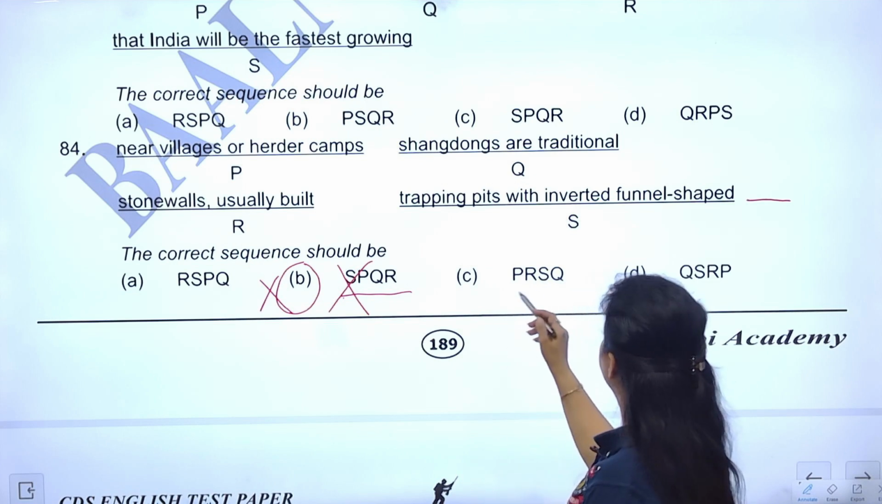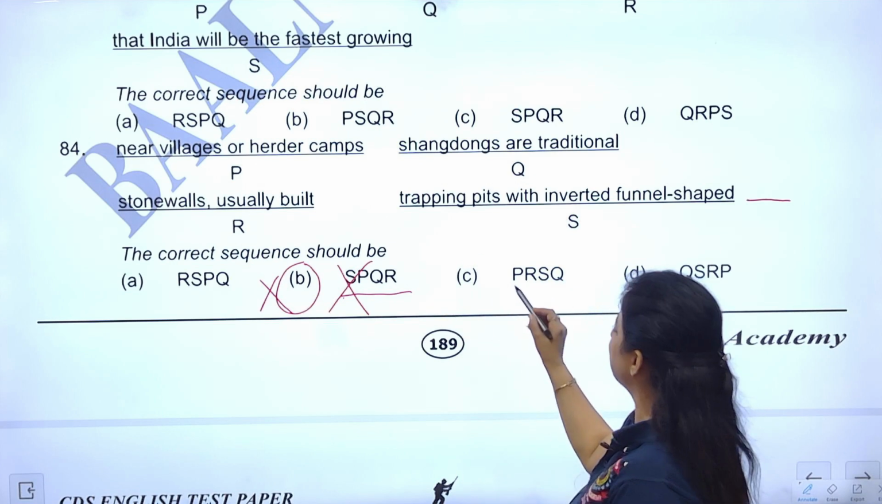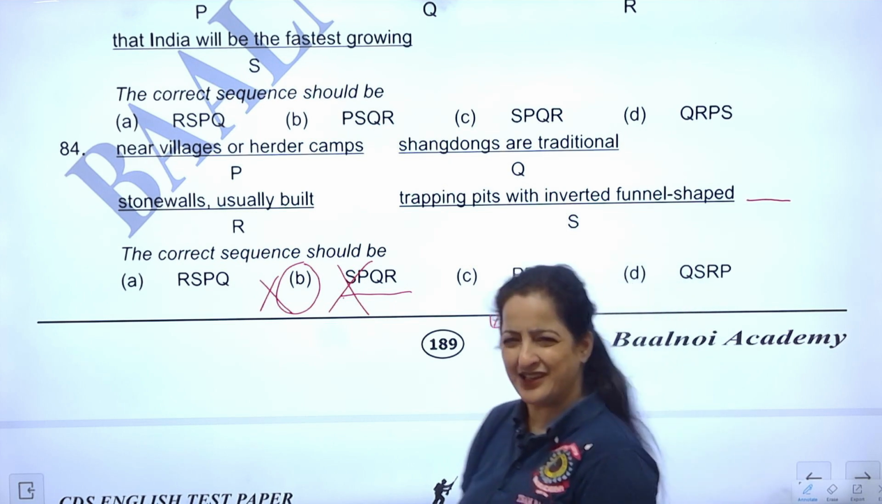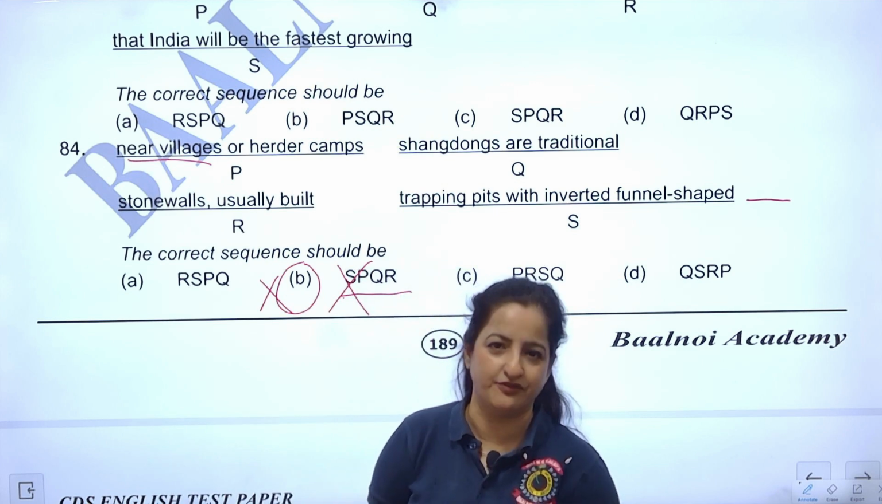Let's read this. PRSQ. Near villages or herder camps. This itself seems strange to me. We generally don't begin sentences with near villages. Does it look like an independent fragment?